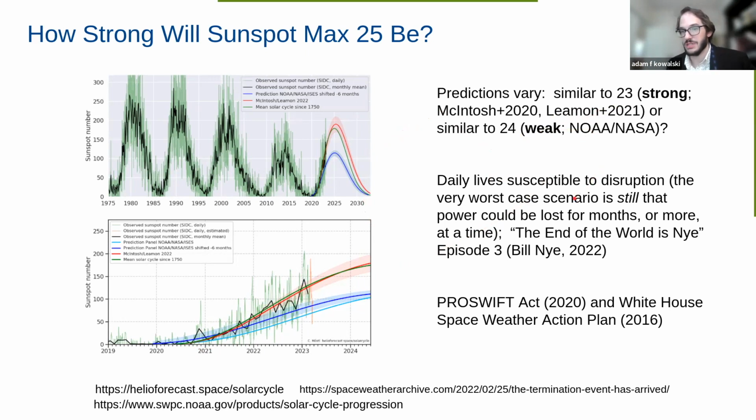Unfortunately, our daily lives are still susceptible to an extreme event on the sun. The worst case scenario is still that certain regions of the globe or country could lose power for a very long period of time. And we really, really don't want to be alarmist about these types of things. So we're really measured, but the threat is still there. Bill Nye actually talks about this in his third episode of The End of the World is Nigh, which goes through the worst case scenario. Fortunately, the government is aware of these threats and is apparently acting on them. So for today, we can just sit back and enjoy the physics and observations of solar flares.